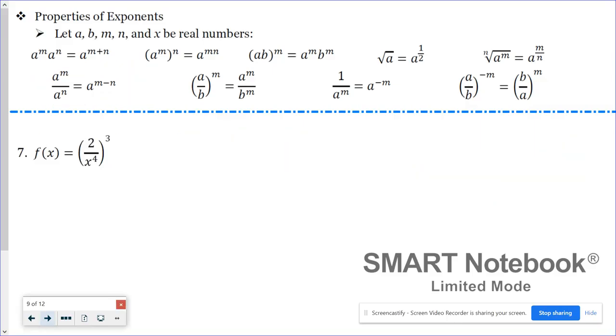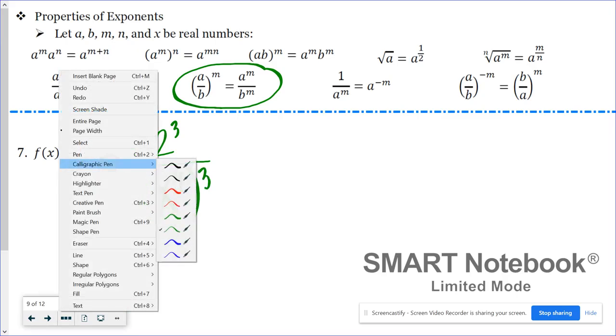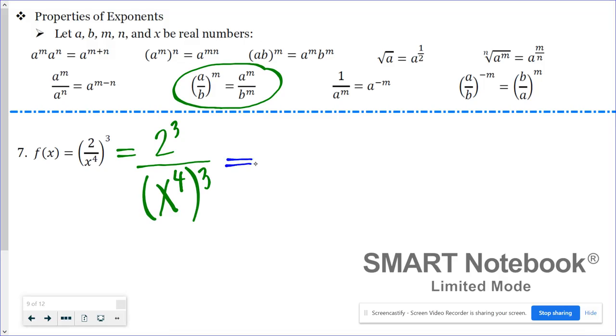So now they start to get a little bit trickier, I guess. When I look at number 7, I see a quotient, 2 over x to the 4th being raised to a higher power. So I want to use this rule right here that will take that quotient to the higher power. Notice that they're sharing the exponent. So if I do that, I'm going to take 2 on top to the 3rd power, and on the bottom, I'm going to take x to the 4th, and raise that to the 3rd power. So 2 to the 3rd power is 8.